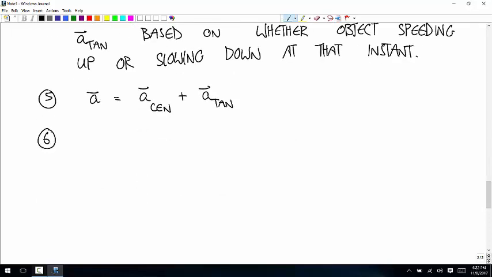Then sixth, now we know as much as we can about the acceleration of the object. Now we want to use Newton's second law. So the first thing is draw a free body diagram of the object. You need that anytime you use Newton's second law, and then use Newton's second law.